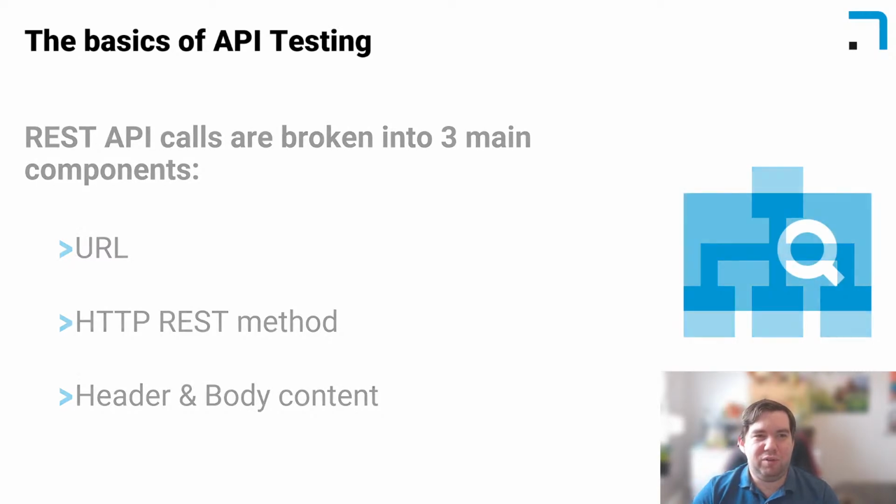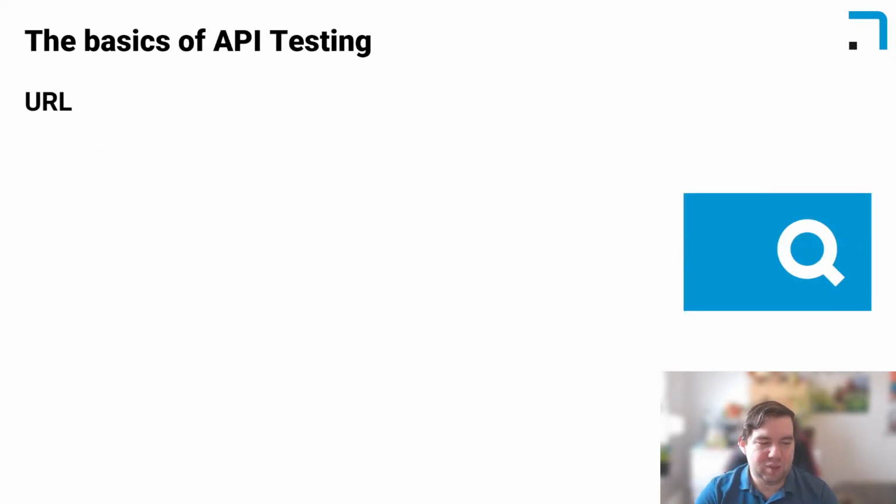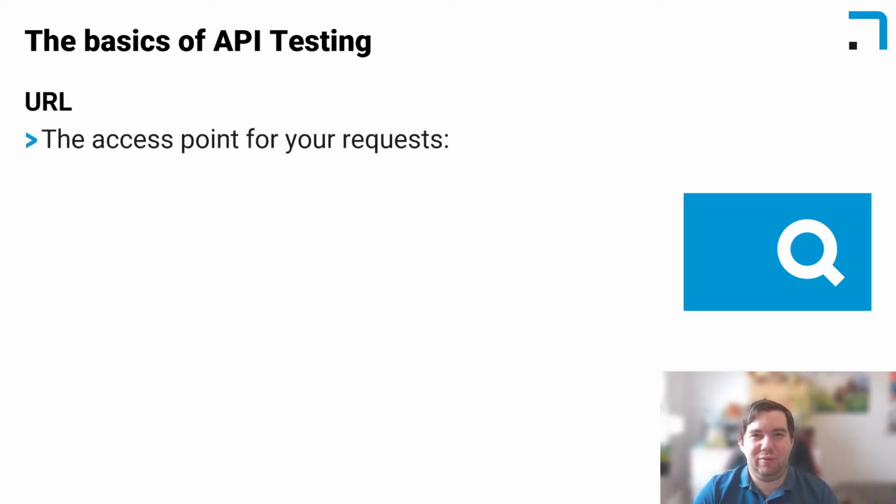So when we talk about URLs, URL is the Universal Resource Locator. This is the access point for our requests. This is where we're connecting to.